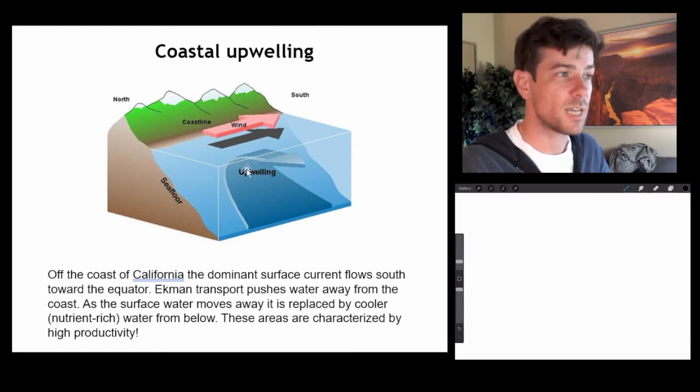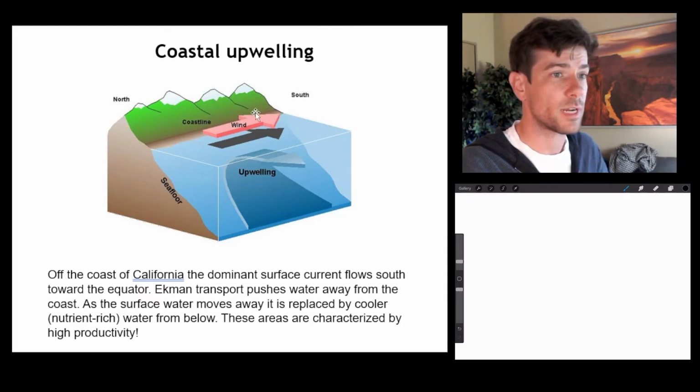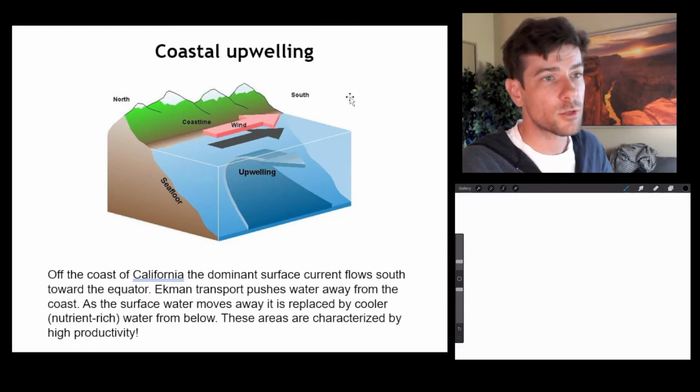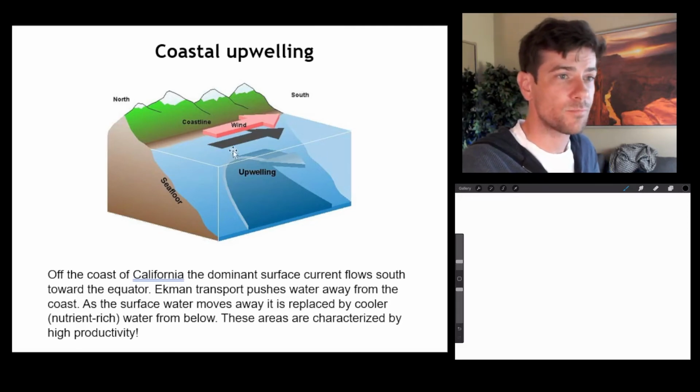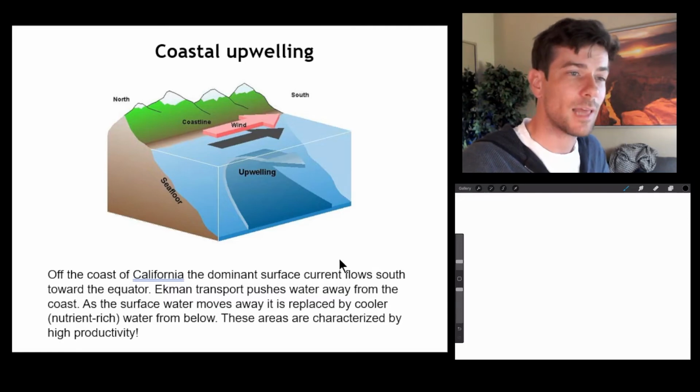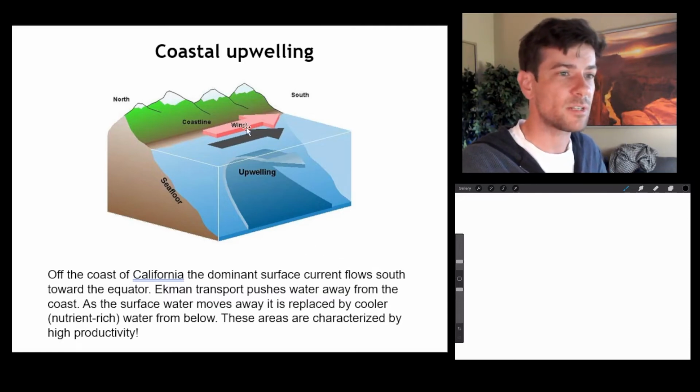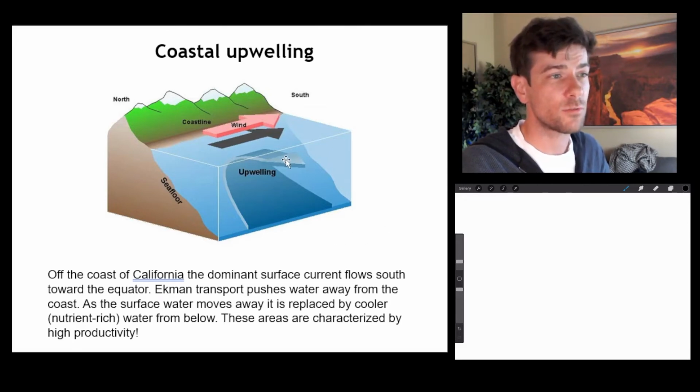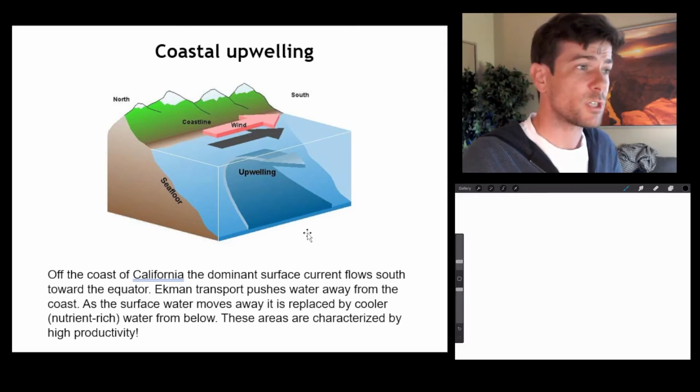This occurs down the coast of California quite a bit. Maybe this is Big Sur. We have mountains right next to the coast, and you get strong winds blowing down the coast. It pushes the surface water away from the coast, allowing deep water to come up and fill in for it. Now, deep water is cold, as you can imagine, but it's also full of nutrients for reasons that we'll talk about later, which is really important.